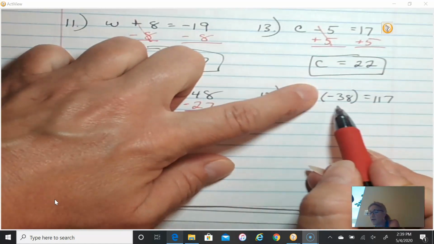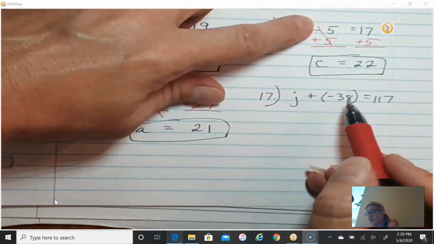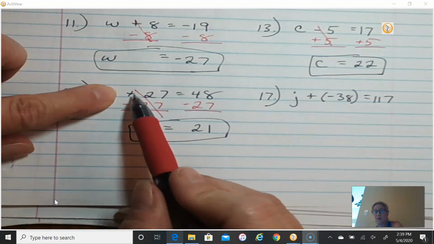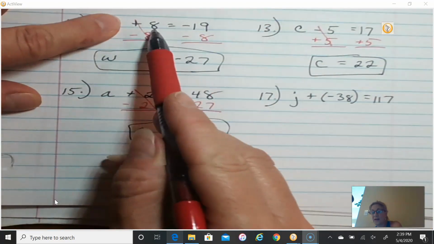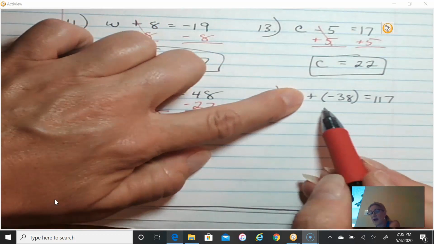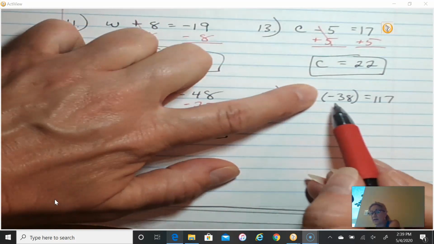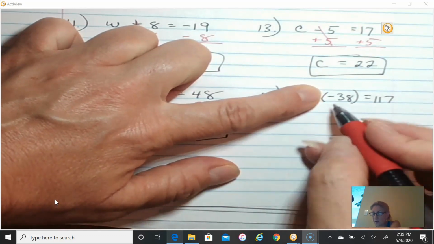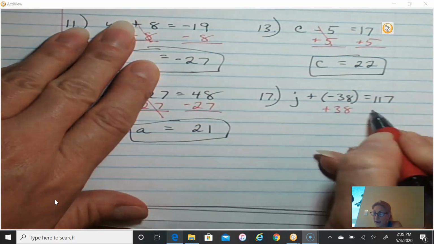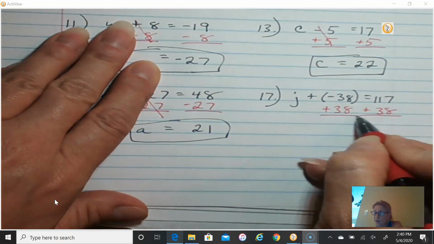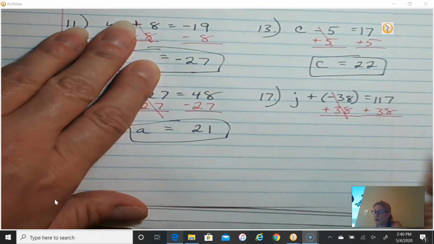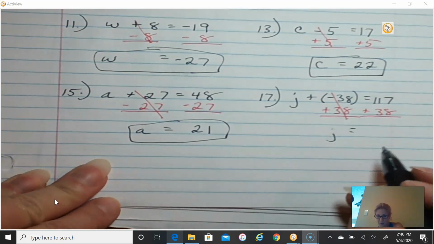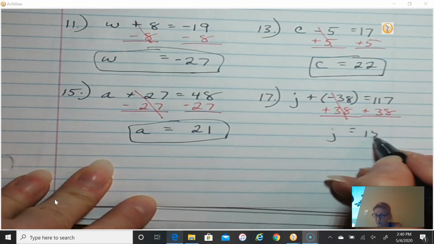Well, you look at the value of that number. The value of that 5 is negative. The value of that 27 was positive. The value of that 8 is positive. The value of that 38 is not positive, it's negative, right? So the opposite would be to add on both sides. We're looking at the value. So they're both positive, so you're going to be adding. So J equals 155.